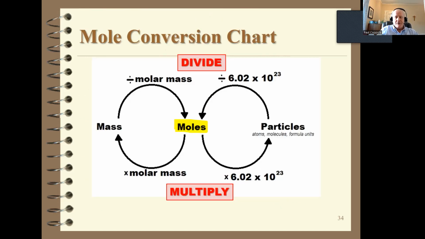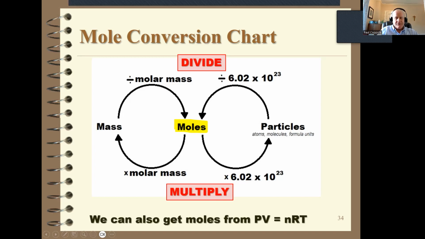Slide 34, just a reminder, here's our mole conversion chart. Once we have moles, we can get mass by multiplying by molar mass. But how do we start? How do we find out the number of moles to start with? Well, we use PV equals nRT. So we can use PV, and our n is the number of moles. So it's another way to find the moles.